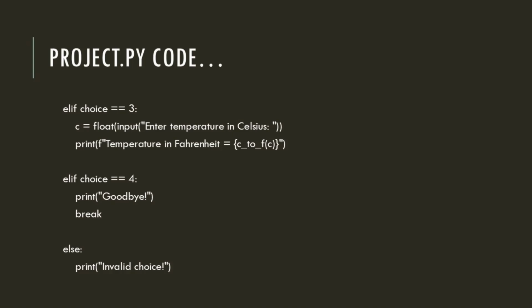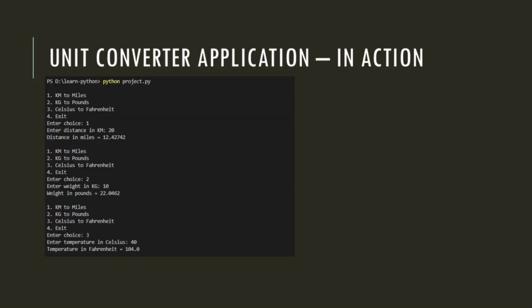If choice equals 4, print goodbye, break. So in case the user enters the choice of 4, meaning he wants to exit, then we'll break out of the infinite while True loop. Else, in case a person enters something which is neither of the four numbers, then we need to say that the choice is invalid. We print an invalid choice message and the loop will again iterate.